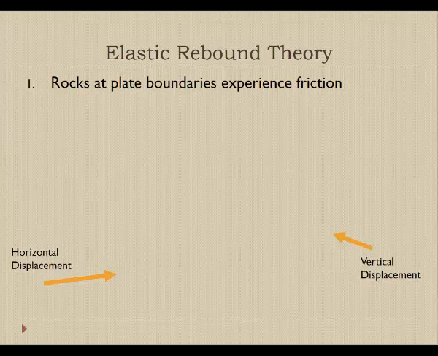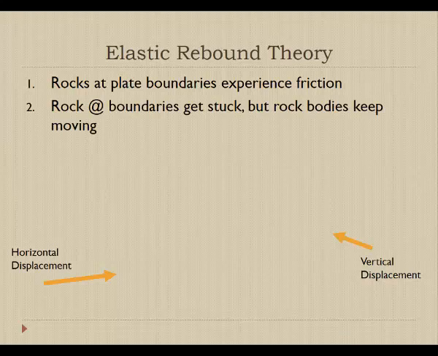Okay, so this kind of brings us to the theory of how earthquakes actually happen, and this is described by geologists as elastic rebound theory. And elastic rebound theory goes like this. Rocks at the plate boundaries experience friction. So friction is a force that's pushing in an opposite direction of motion. So as one plate is trying to move in a certain direction, it's bumping against another plate, and that plate is pushing back against the plate and preventing it from moving forward.